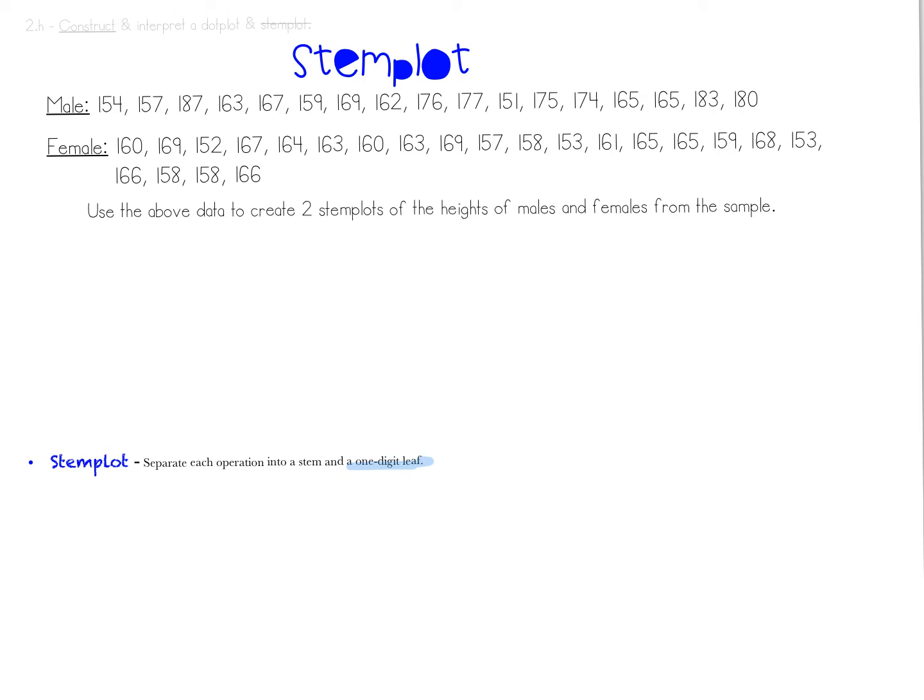And we're going to use the same data that we had from the beginning of the lesson where we talked about the students and their heights in centimeters. So we're going to create two stem plots of the females and of the males and their heights. And this will help us answer that question of who's taller.